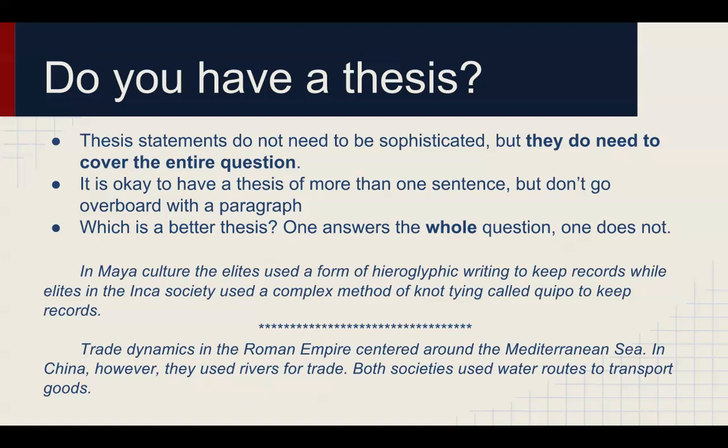The thesis on the bottom: trade dynamics in the Roman Empire centered around the Mediterranean Sea. In China, however, they used rivers for trade. Both societies used water routes to transport goods.